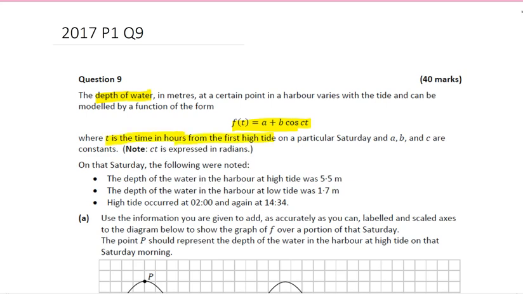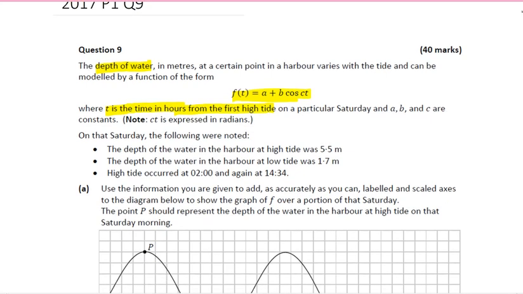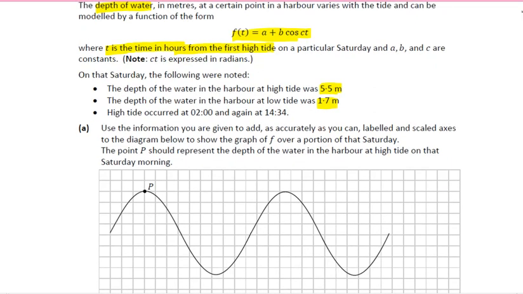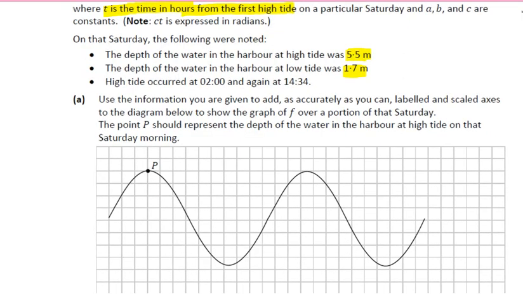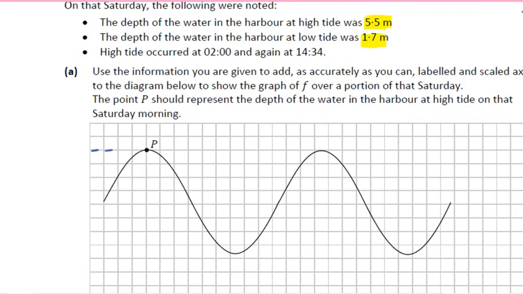And we're talking about a particular day, Saturday in this case. Now, also be careful throughout the question that the angle is in radians. Now, we're also given extra information here on the Saturday. The high tide is 5.5 meters and the low tide is 1.7 meters. So we can fill those in on the graph. So high tide is 5.5 and low tide is 1.7. So that's down here. That's 1.7.